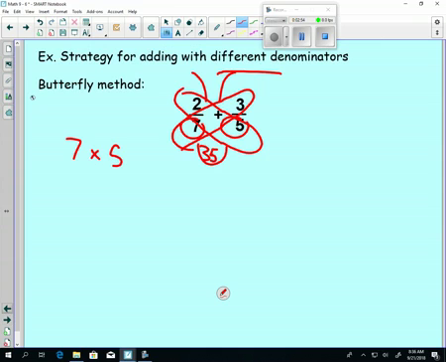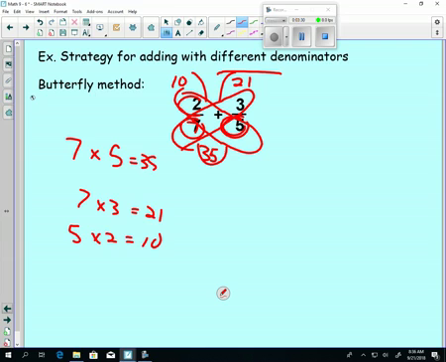Then we look at what is it when we multiply 7 times 3. 7 times 3, 21. Okay, so we're going to put 21 here. And what happens when we multiply the 5 by the 2, going this way? So 5 times 2, 10. So 10 we're going to put on this side of the butterfly.